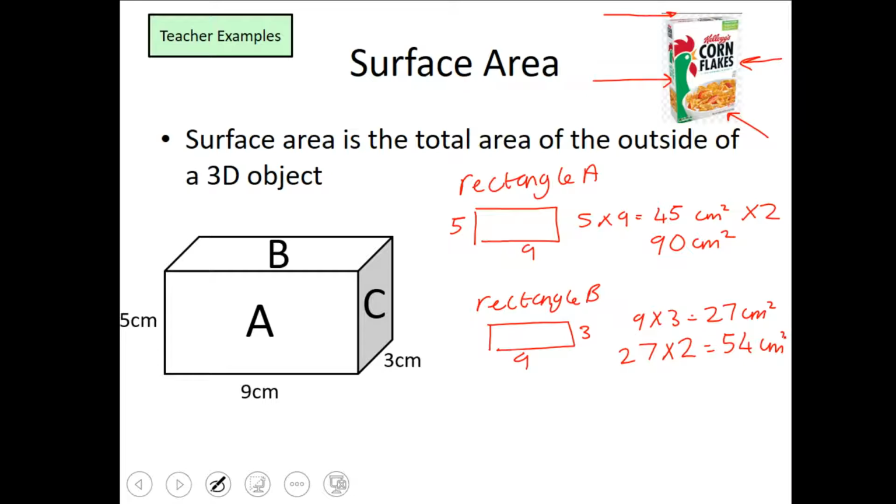Okay, and the final one we have to work out is rectangle C, which is the side of the box, and both sides are the same size. So it's 3 times by 5. And 3 times by 5 gives you 15 centimeters squared. And again, we have to multiply it by 2, because both of the sides are the same size.